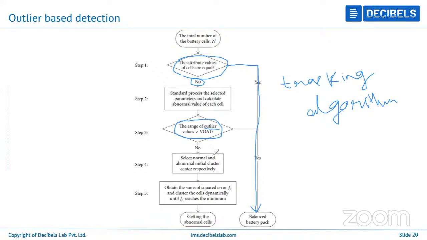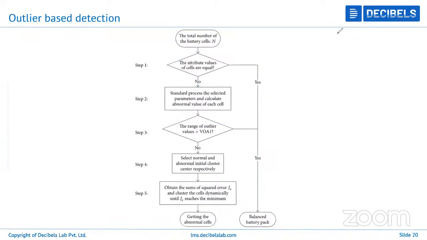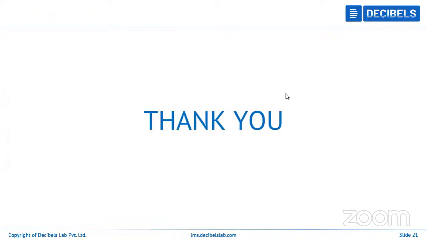I will not be able to explain the whole process here, but it's based on a series of algorithms, an iterative process, which will continuously check over and over which cells are outside the nominal or threshold value, and based on that, the balancing will be completed. So this is the outlier detection method, and in these ways cells can be balanced.